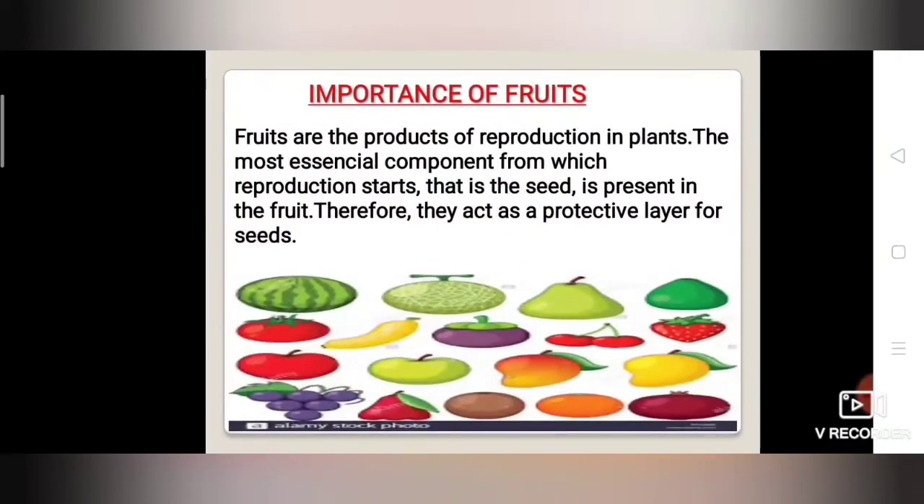Students, now I am going to tell you about the importance of fruits. Fruits are the products of reproduction in plants. The most essential component from which reproduction starts, that is the seed, is present in the fruit. Therefore, they act as a protective layer for seeds.